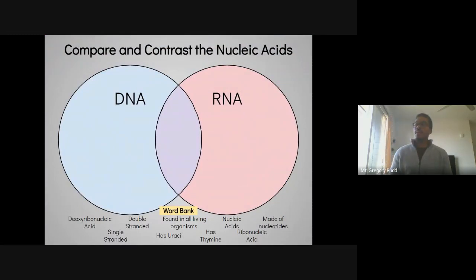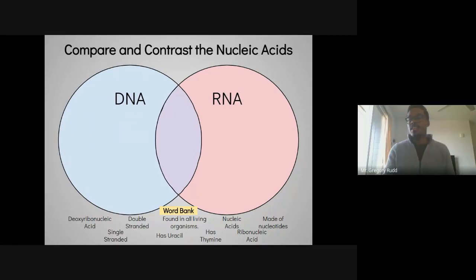Before we do that, let's see if we can compare and contrast these two nucleic acids. As you see, we've got a word bank at the bottom of your screen. I'm going to move from left to right, and I want you all to tell me where these terms go. Do they go on the left side of the Venn diagram with DNA, the right side with RNA, or do they go in the middle, meaning they apply to both? So let's see. Deoxyribonucleic acid, which one is that?